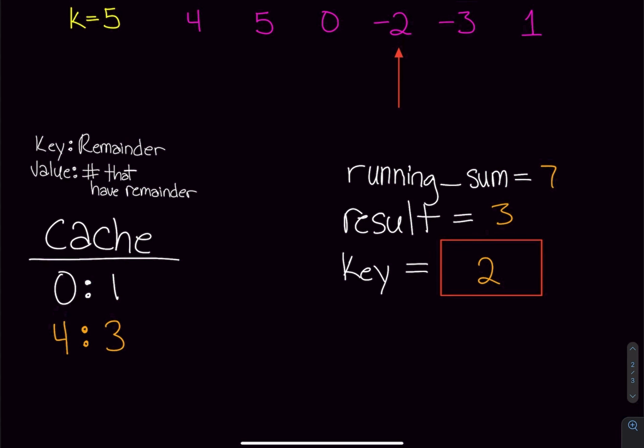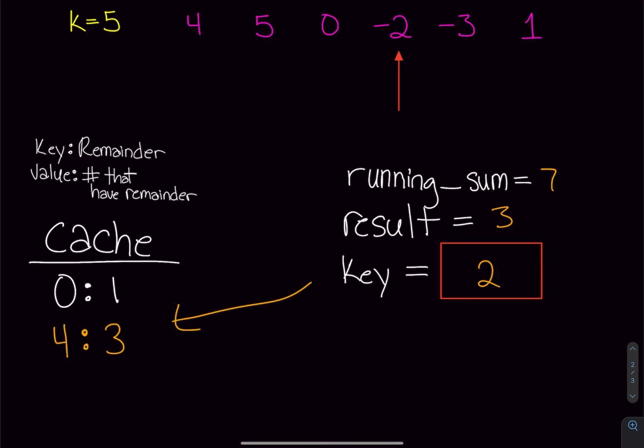So we're going to check to see if that key is in here. And it isn't. So what we're going to want to do is add 2 to the caching system, and we're going to initialize it at 1. And because initially this was technically 0, we're not going to add 0 to result. We could, but it does nothing. All right, so now we're good on that.